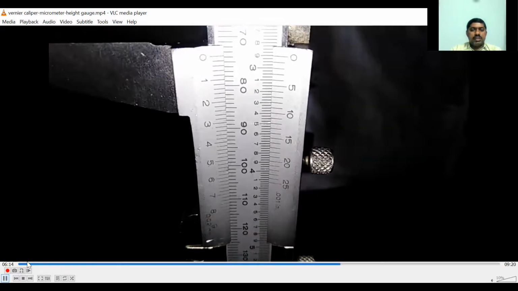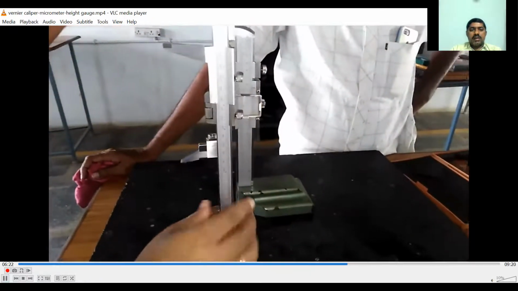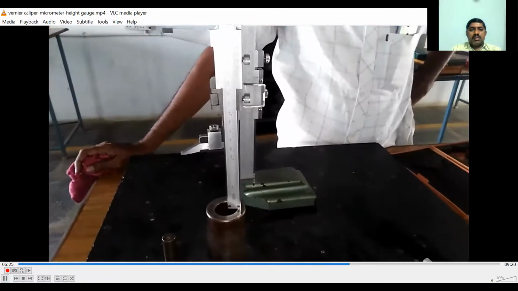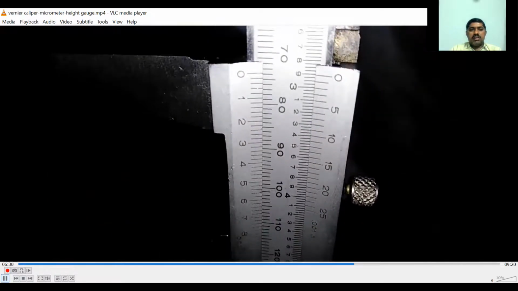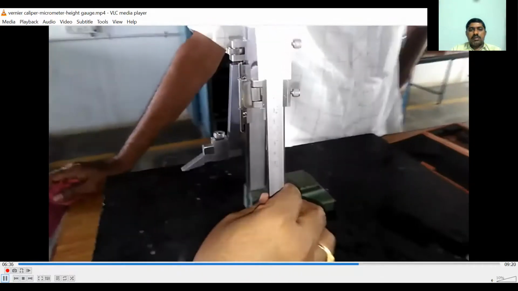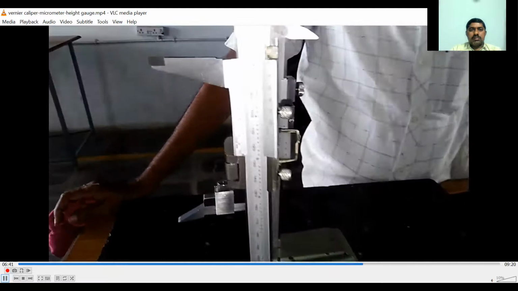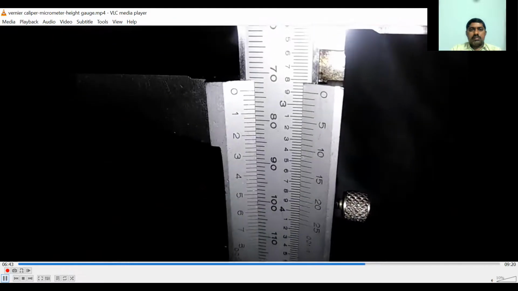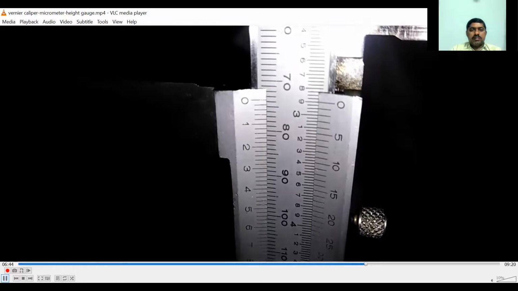Then again we'll change the position of the workpiece or the position of the vernier caliper. Again we will take the reading of the main scale and vernier scale. Okay, again it is 73.